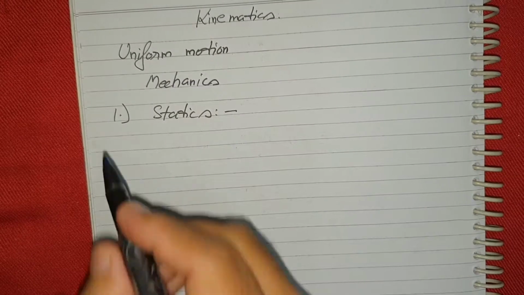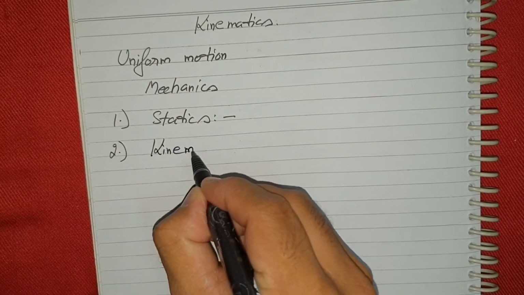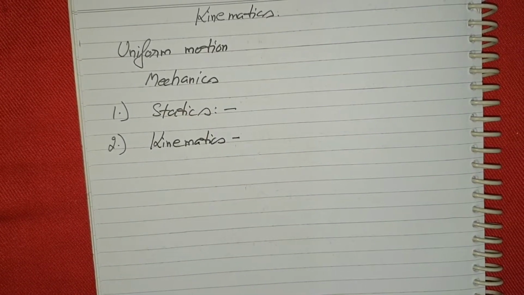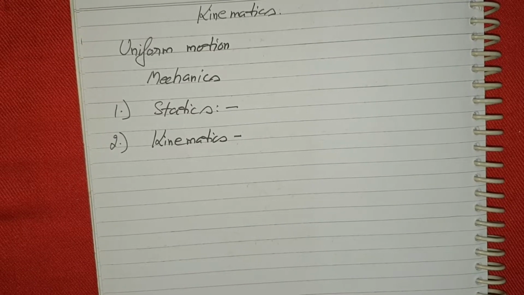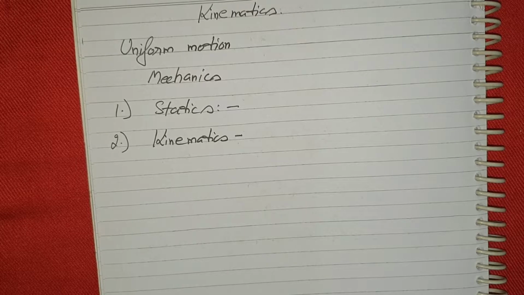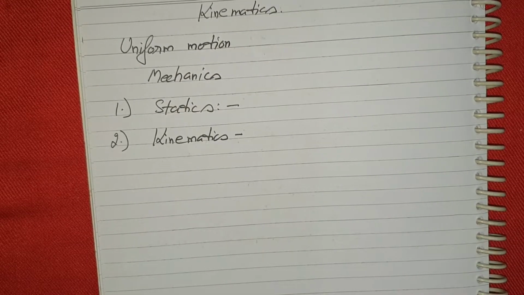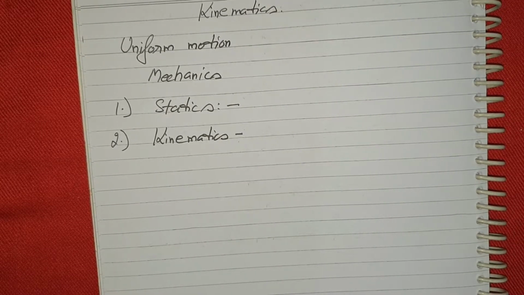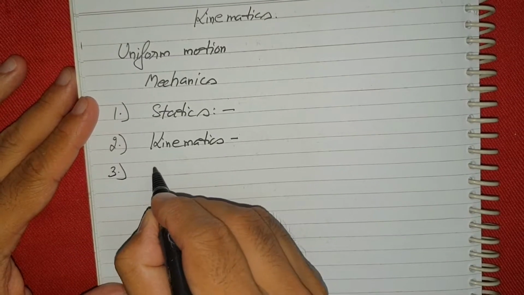Okay. So, now second is kinematics. It is that branch of mechanics which deals with the study of motion of objects without taking into account the factors which cause the motion, for example, the nature of force, the nature of bodies, etc. So, this is known as kinematics. Then third is dynamics.